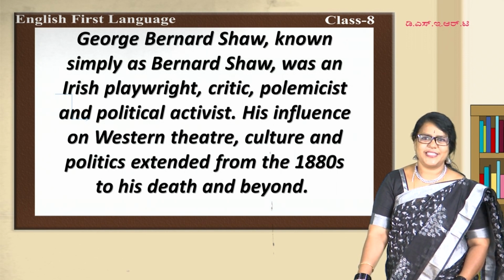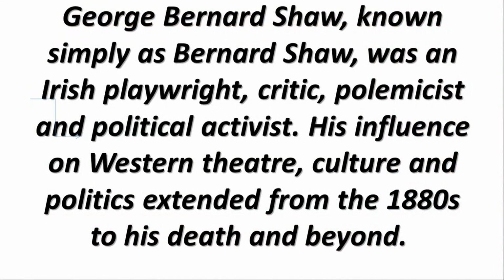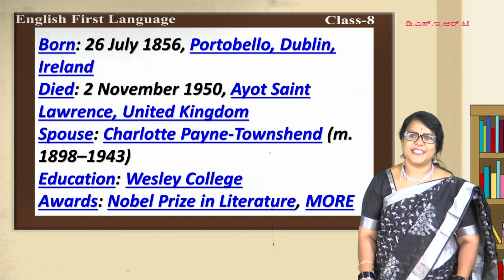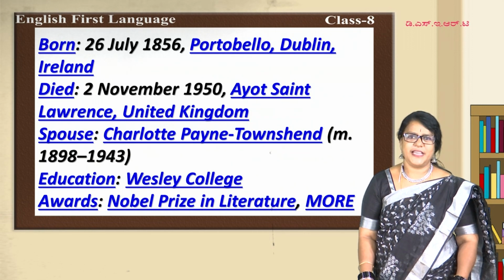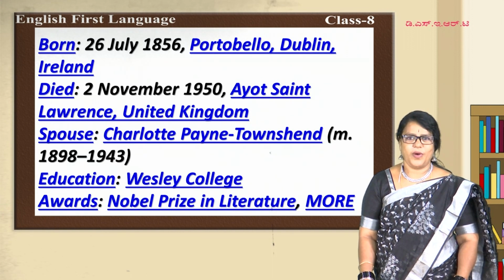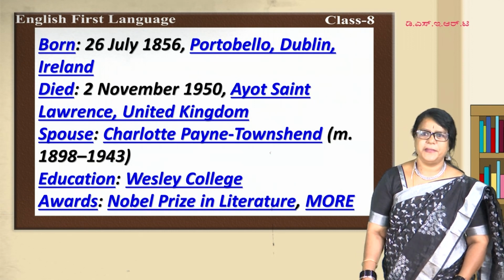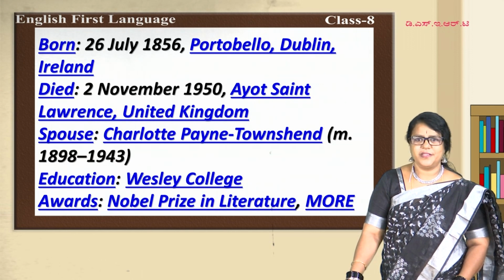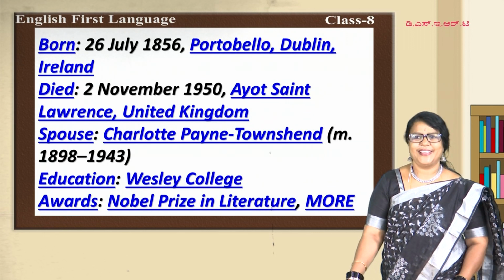George Bernard Shaw, known simply as Bernard Shaw, was an Irish playwright, critic, polemicist and political activist. His influence on Western theatre, culture and politics extended from the 1880s to his death and beyond. He was born on 26 July 1856 at Portobello, Dublin, Ireland. Died on 2nd November 1950 at St. Lawrence, United Kingdom. His spouse, wife, Charlotte Payne Townshend, and his education was at Wesley College. And the awards he received: Nobel Prize in Literature and more. And that's about the writer of the day.